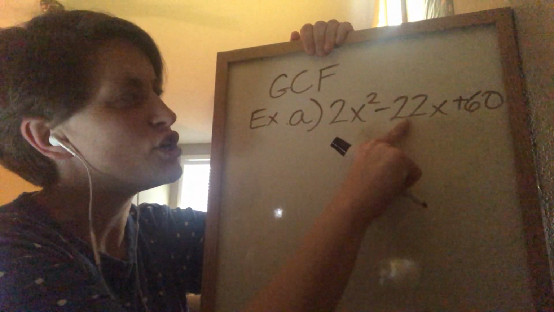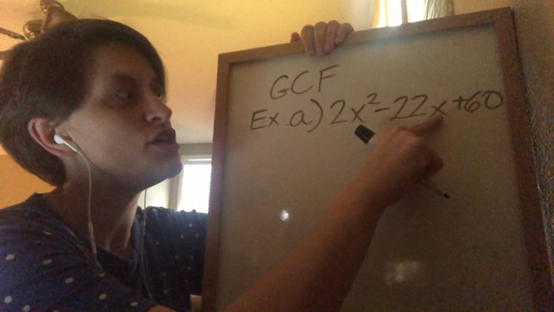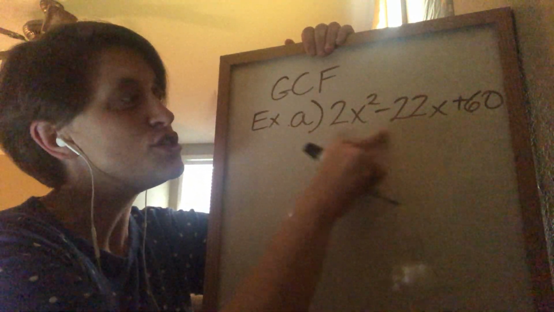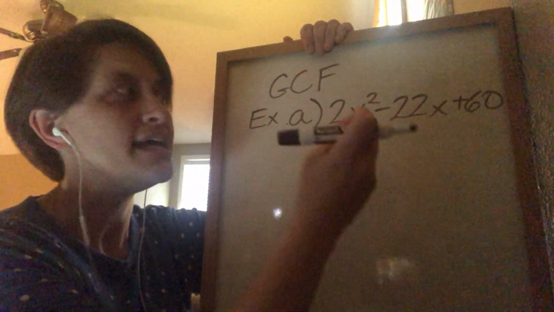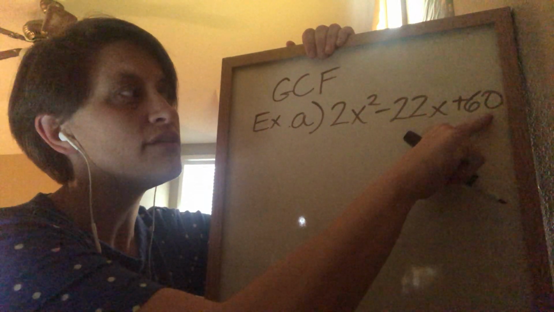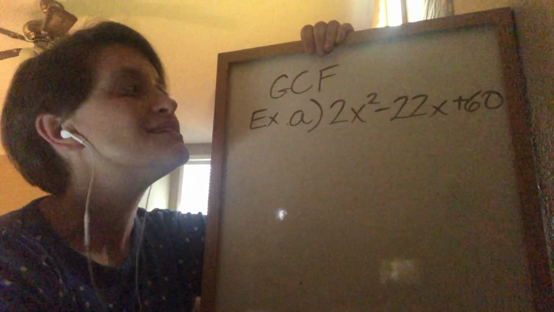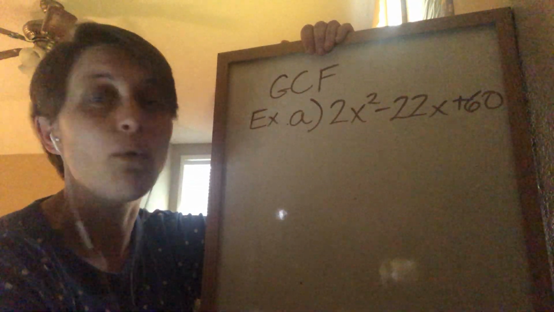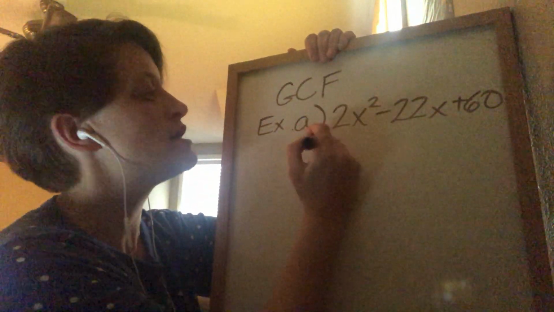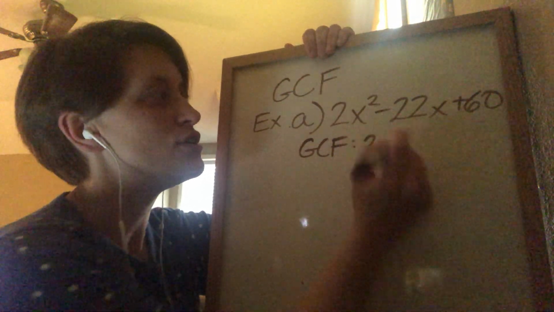So now let's check these other terms. Does this one have a factor of 2? Yep, 22 has a factor of 2. Does it have 2 factors of x? No, it just has 1 factor of x. So for these two, the most we could take out of these two terms is a factor of 2 and 1 factor of x, because that's all they contain. But we still have this other term over here. Does it have a factor of 2? Yep. Does it have any factors of x, though? No, I don't see an x there at all. I just see 60. So if we're looking at all three terms, our greatest common factor here, the thing they all contain, is a 2.